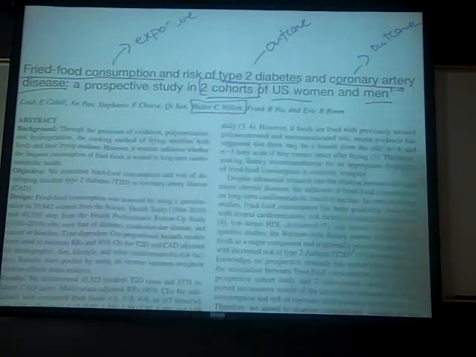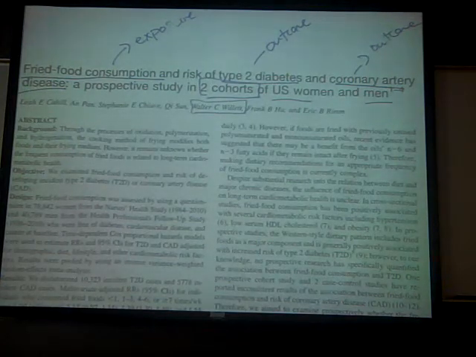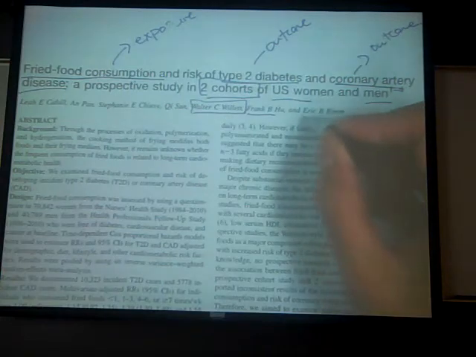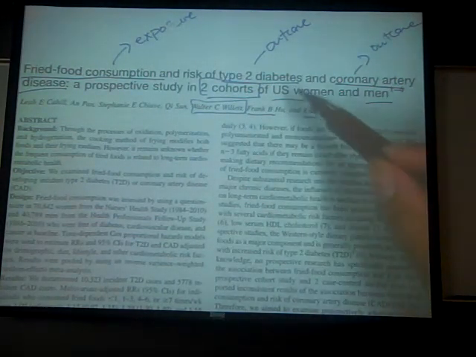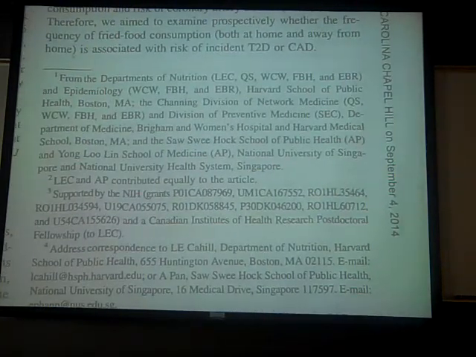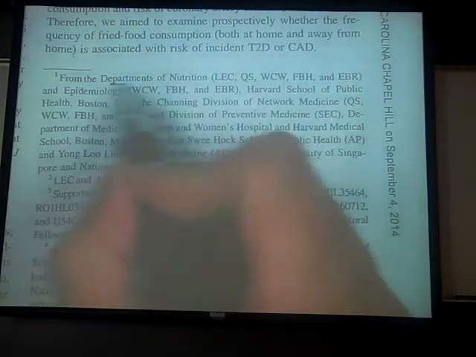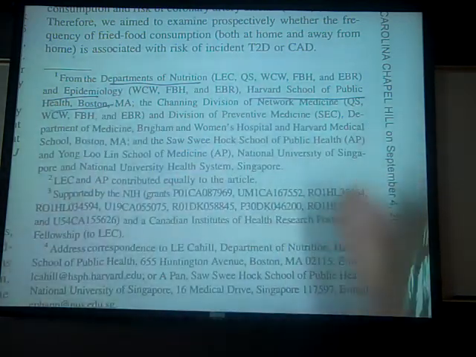Walter Willett is essentially what we call the grandfather of nutrition epidemiology, and he is highly esteemed, as is Frank Hu and Eric Rim. Just by knowing who these 3 authors are, I know that they will be at Harvard University. If I scroll down all the way to the bottom, and zoom in, I can see that they are from the Departments of Nutrition and Epidemiology at the Harvard School of Public Health in Boston.